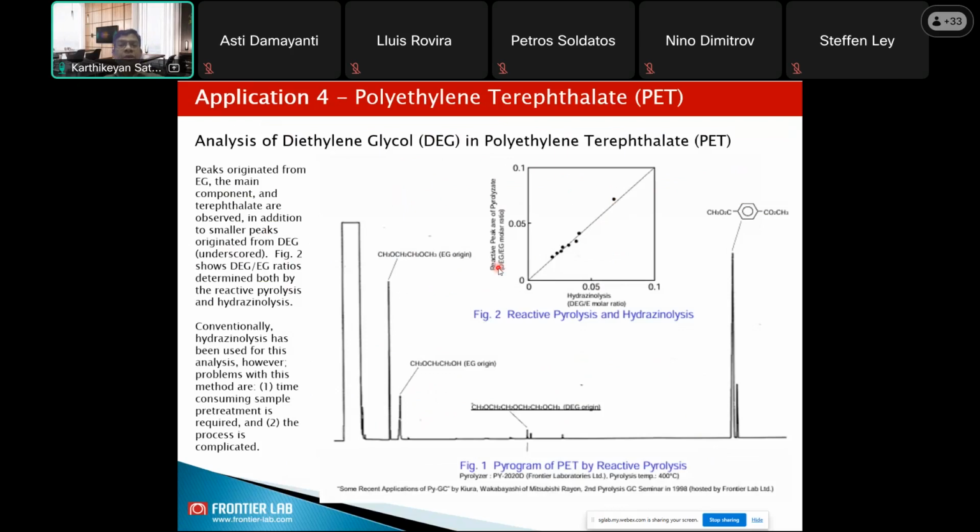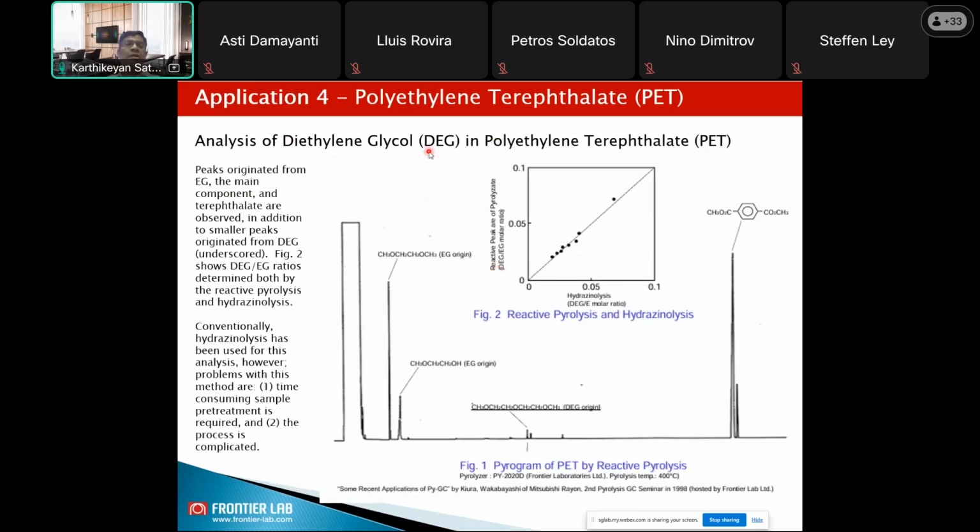Okay, so again, as you know, this polyethylene terephthalate has diethylene glycol in small quantity. So we can see the benefit of reactive pyrolysis not only for the identification but also for the quantification, because generally it will be in very small trace amount.